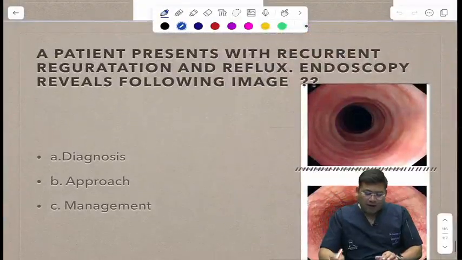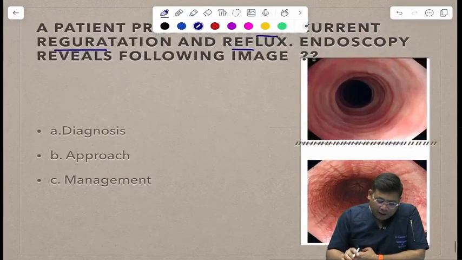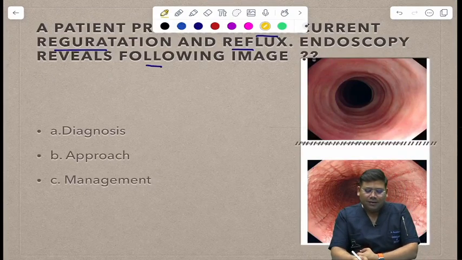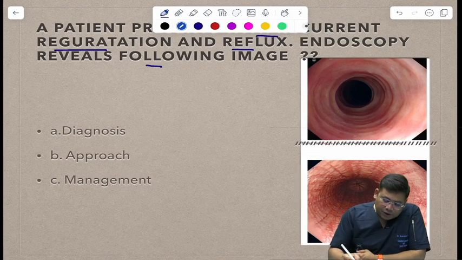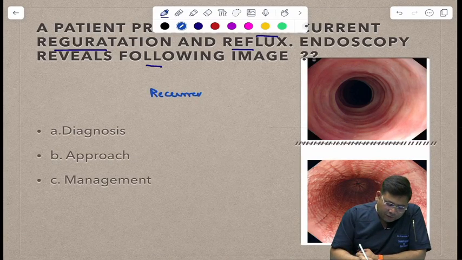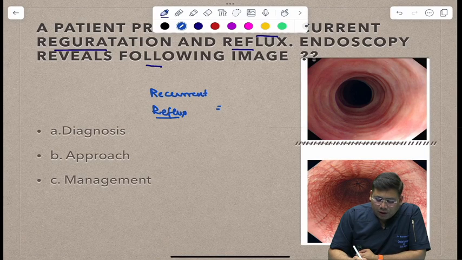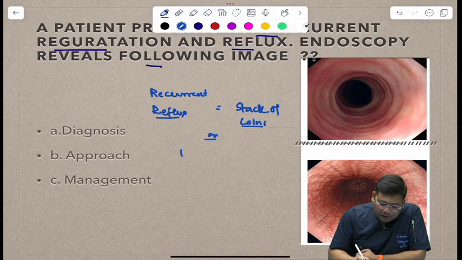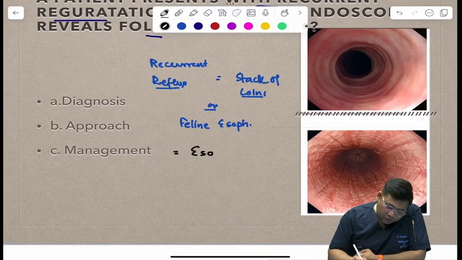Okay, the patient presents to you with recurrent regurgitation and reflux. The endoscopy reveals the following image. Now why am I asking about this image? Because आपके एग्जाम में this has been asked many a times. बच्चे, a patient with recurrent reflux, and when you go for the upper GI endoscopy, you get to see a stack of coins, or a feline esophagus. So feline esophagus or stack of coins, this is what is indicative of eosinophilic esophagitis.